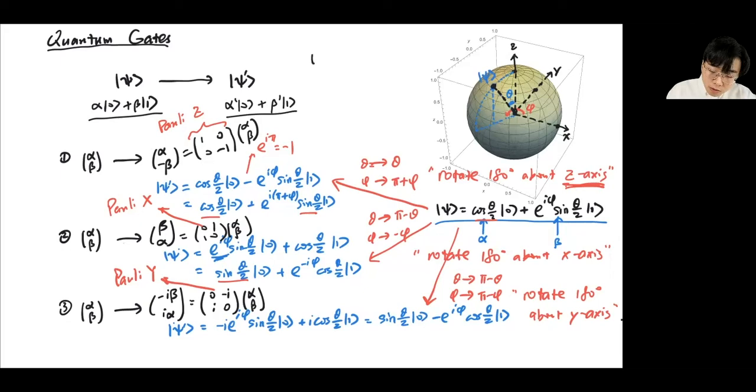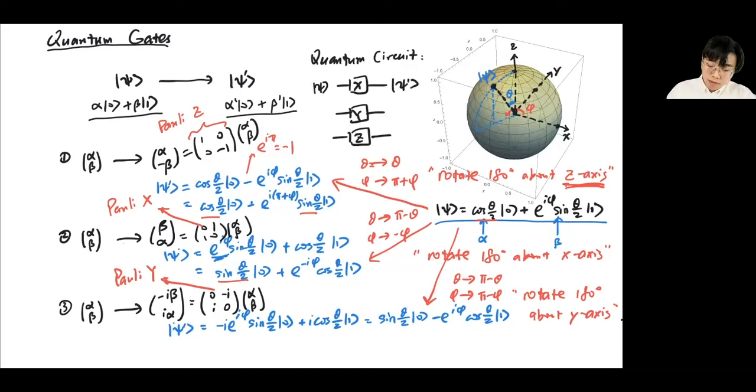And in the quantum circuit notation, we can represent these three transformations as the X gate, Y gate, and Z gate that transform the input psi to output psi prime accordingly. These are in fact just special examples of rotation transformations, namely rotation by 180 degrees about very nice axes like the X, Y, and Z axes.